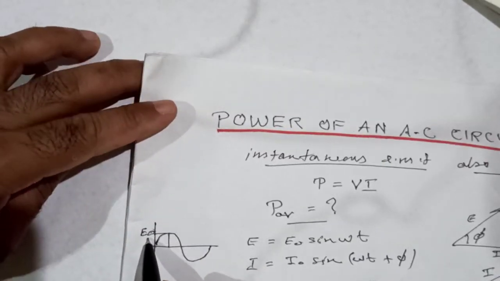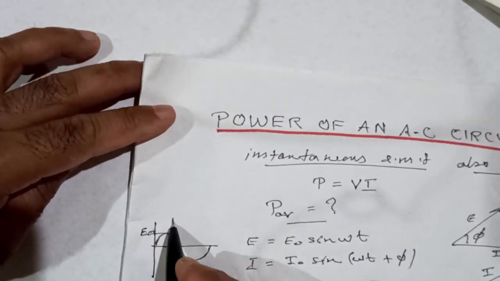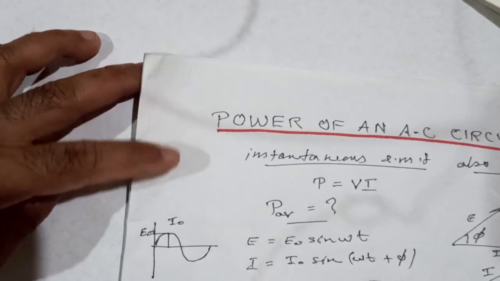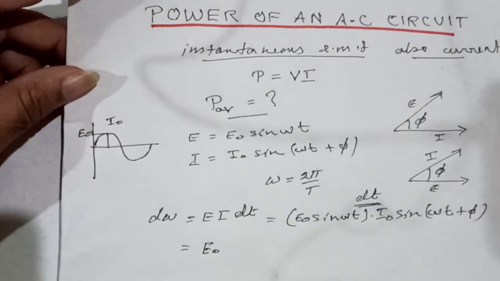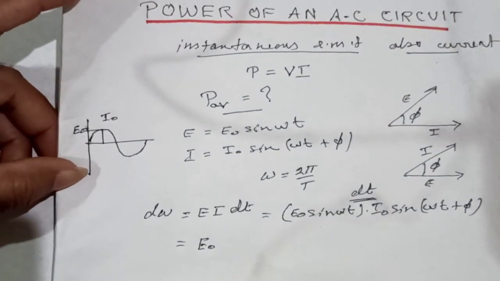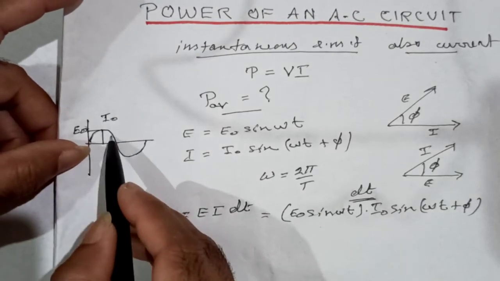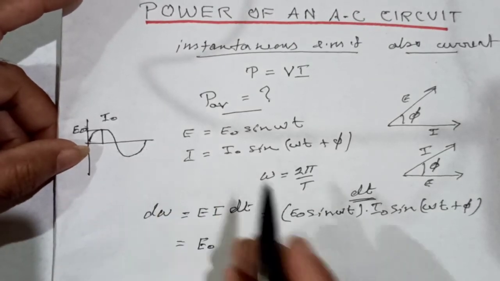This will be the peak value of the EMF, and also for the current, this point will be the peak value, I naught. So the value is always changing, its magnitude is always changing, we know that.